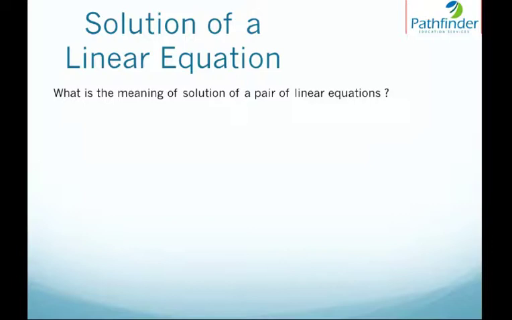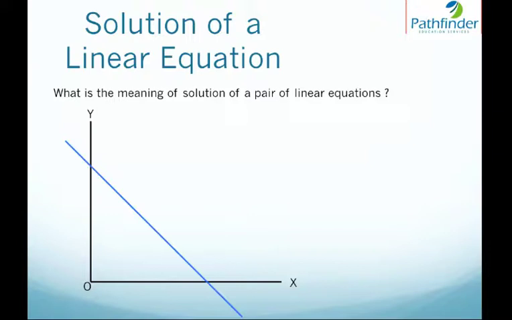But the first question is, what is the meaning of solution of a pair of linear equations? You all must remember that in the previous session we saw that every linear equation can be represented by a straight line on an XOY plane. So like this. This is one line and it represents one particular equation. Similarly, if we have another equation, that equation also can be represented by a line, as we see here. This is the first line, this is the second line.